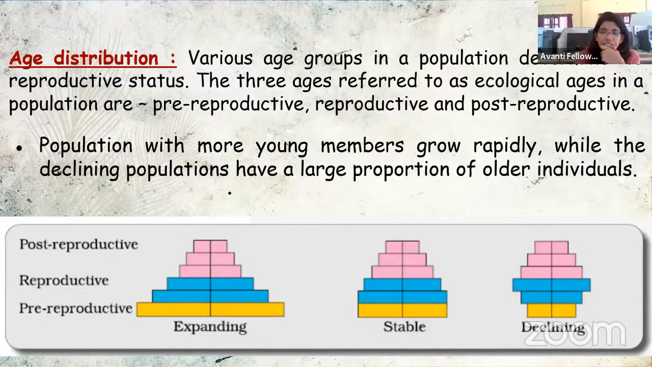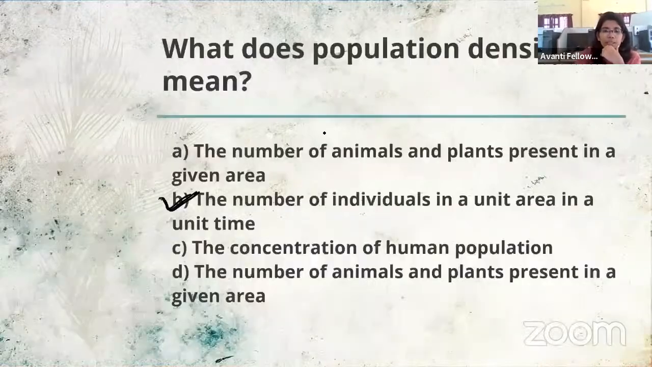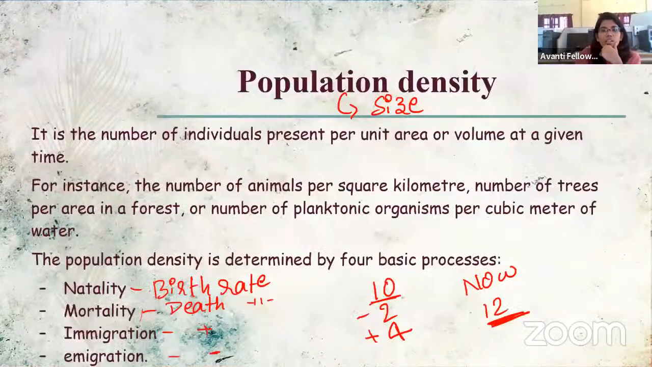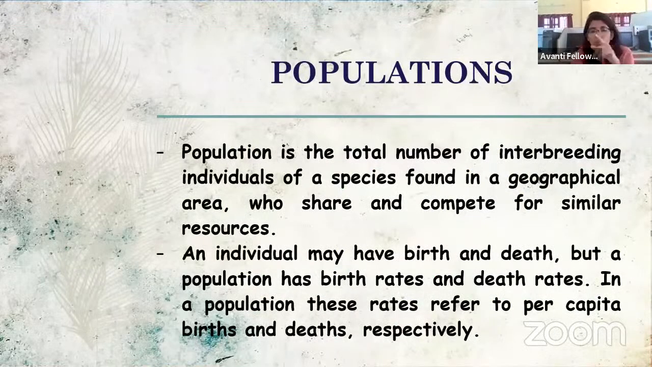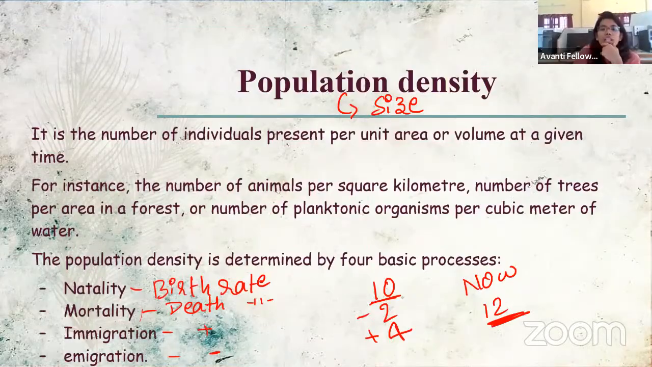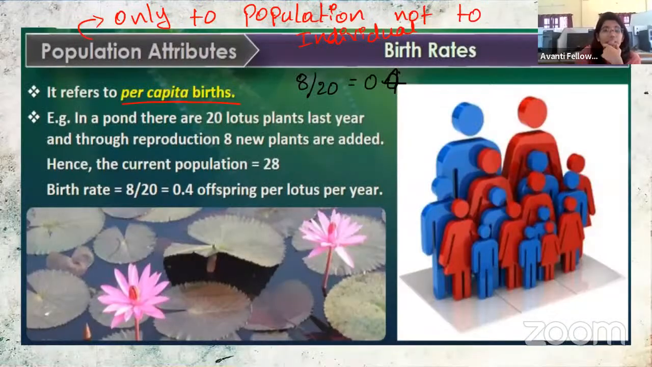So here, what we discussed from the beginning, I'll just give you an overview. You can just see. We have studied about a population. What is a population? I'll share these notes with you. And population density, and moreover, this is important, population attributes. What do you mean by population attributes? The characters which are applicable only to a population, not to individuals.